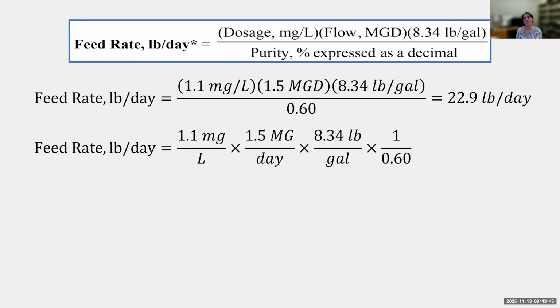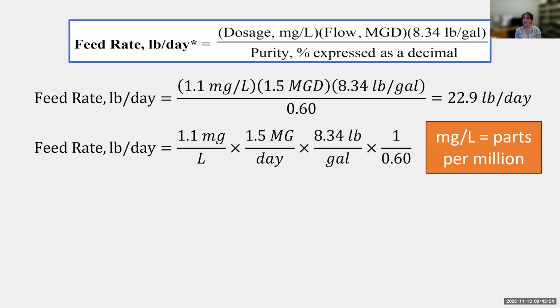Now, before we move on, what's something that we remember about milligrams per liter? How else can we write that? Well, if you remember from the beginning of the presentation, milligrams per liter can also be written as parts per million, which means that we can cross off the milligrams per liter units in this portion of the equation and replace it with million. So what we're saying is that we have 1.1 parts per million.